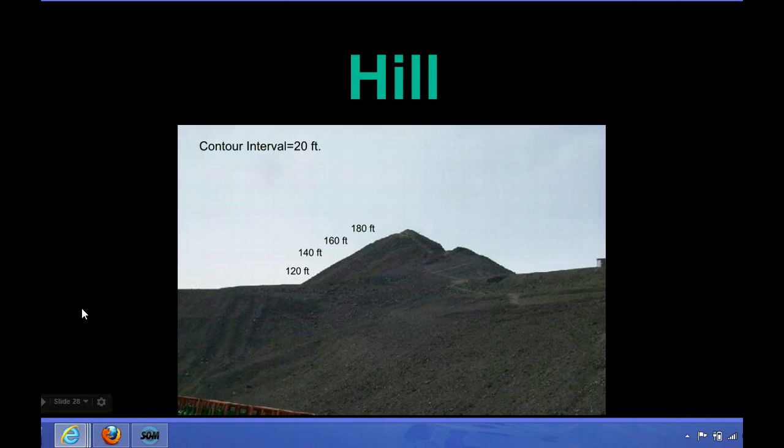So here we have a side view of a hill. If we were to plot this contour map using the interval of 20 feet, then as we climb this hill, we would plot our points along the way. So here as we climb up, we reach 120 feet, we would make a line. At 140 feet or 20 more feet up, we would mark another line. Continuing upwards at 160, we would mark a line, and 180, we would mark a line again. So this is just one way you can see how contour maps are created.